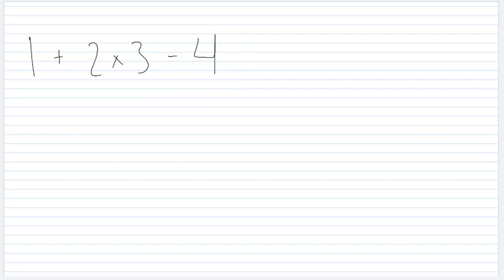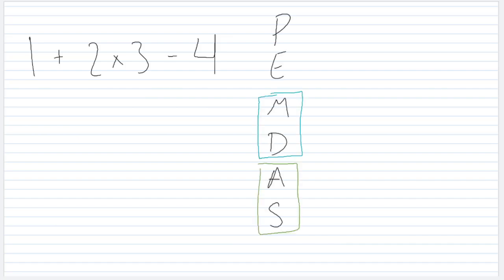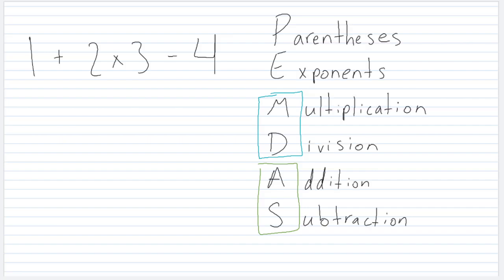But the order of operations tells us that there's a specific way of going through these simplifications, and that is called PEMDAS. Each of these letters tells us a different operation we're doing, and we do them from top to bottom. So let's take a look at what each of these stand for. We've got parentheses, exponents, multiplication, division, addition, and subtraction, and we do them from top to bottom. So let's take a look at our problem right here.